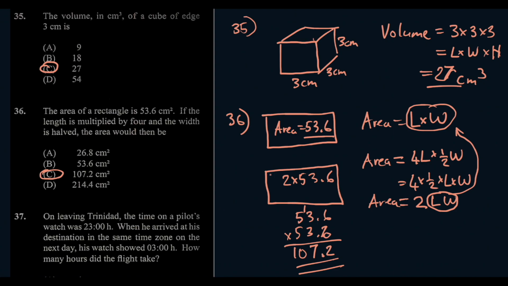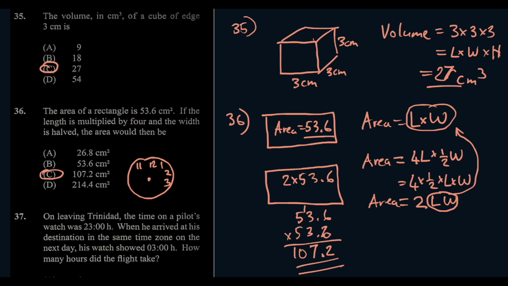Now the next question says, on leaving Trinidad, the time on a pilot's watch was 23 hours. When he arrived at his destination in the same time zone on the next day, his watch showed 3 hours. How many hours did the flight take? So 23 hours is basically 11 o'clock. So this is 11, and then it went to 12, 1, 2, straight to 3 o'clock.